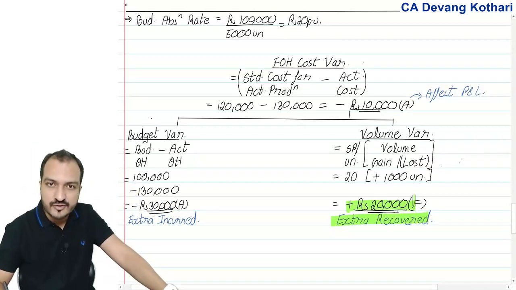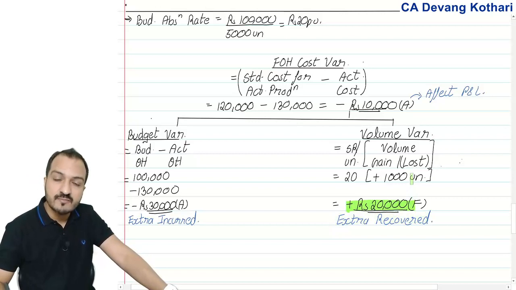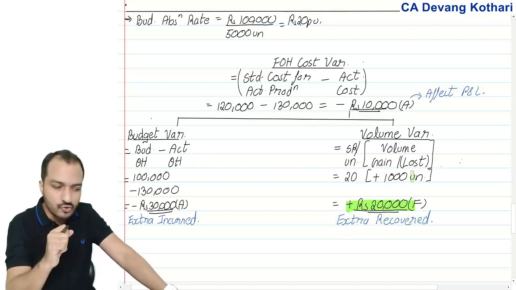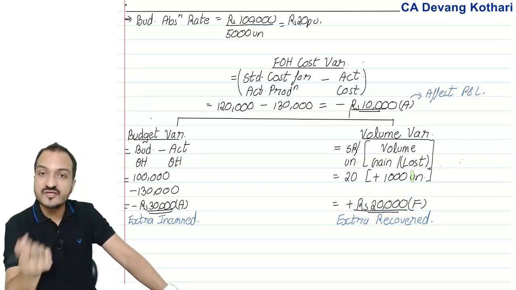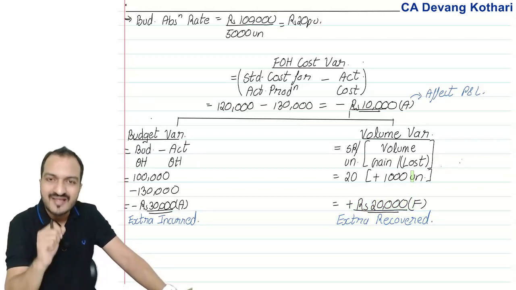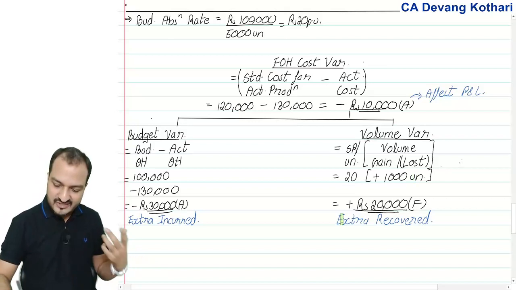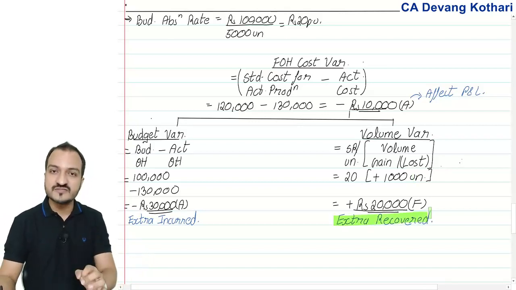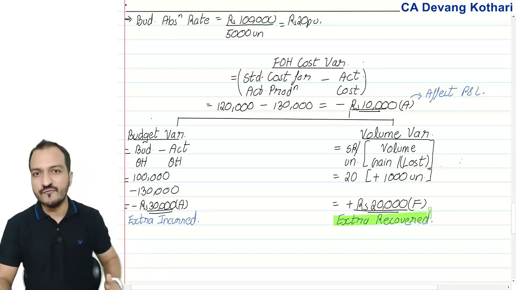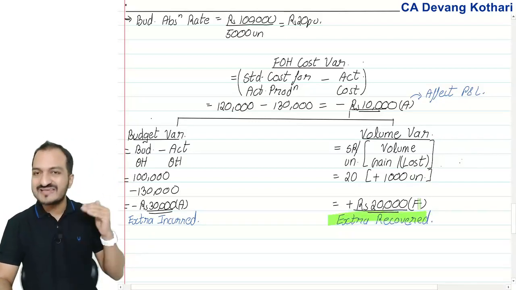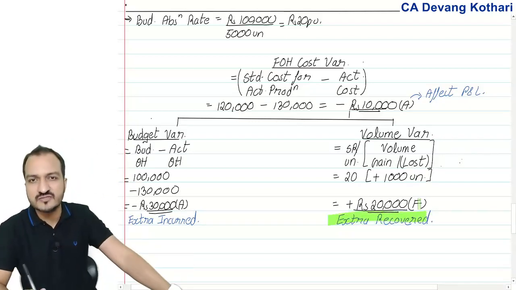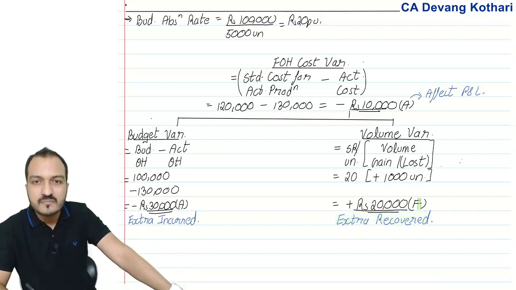But when you sell these units, don't you recover extra money towards material also? Don't you recover extra money towards labor also? You recover extra money towards variable overheads also. Then why did we not show that extra recovery as a variance in material, labor and variable overheads? Think about it.